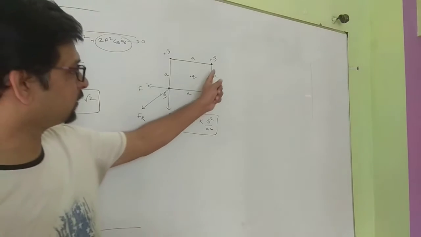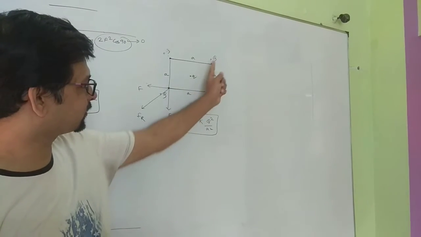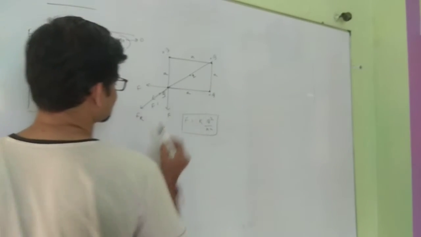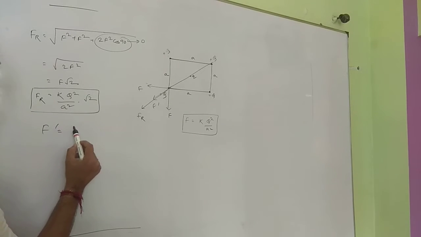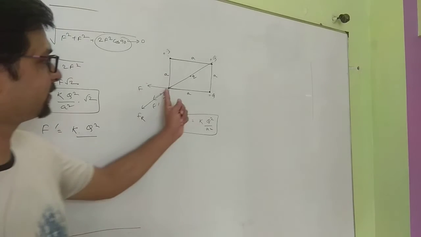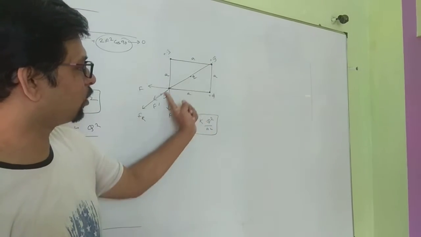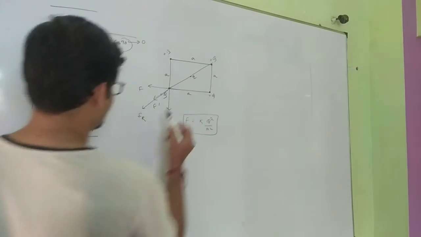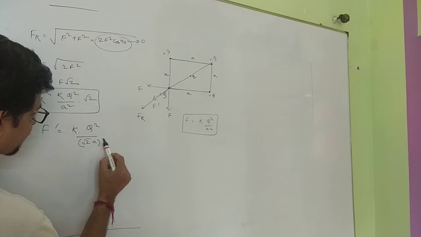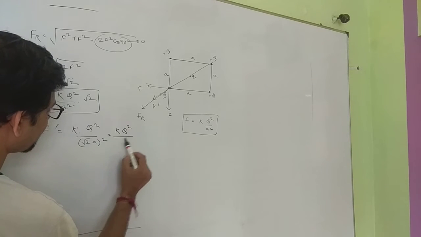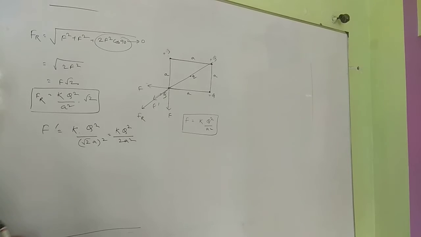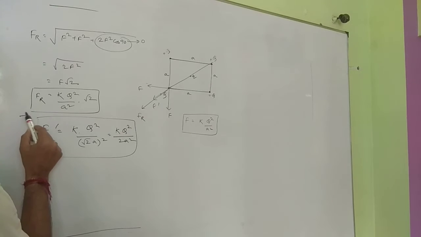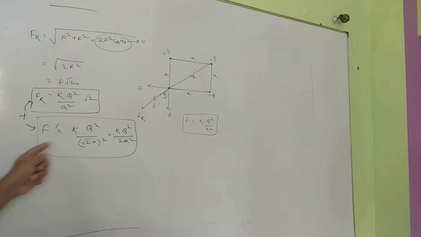Now another force is there, due to the opposite plus Q. These two plus Q also repel each other along the line joining. So this is also a repulsive force, suppose F dash, and F dash will be K Q square by the distance squared. The diagonal of a square is root 2 into side, so this total distance is root 2A. That means it will be K Q square by root 2A whole square, so you can write it as K Q square by 2A square. Therefore the net force outward will be the sum of these two.